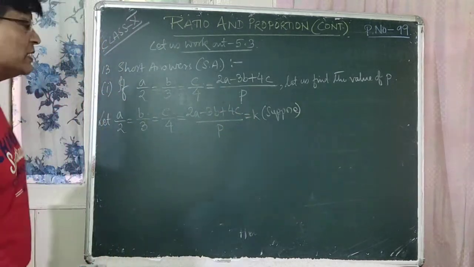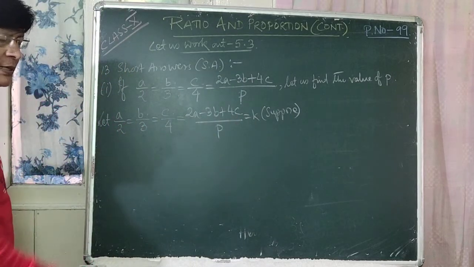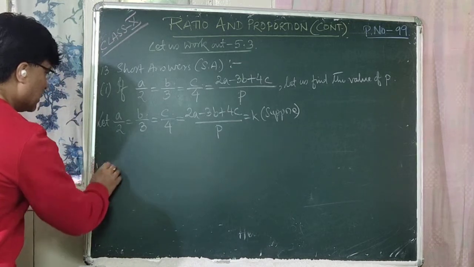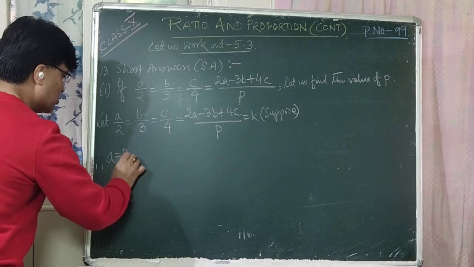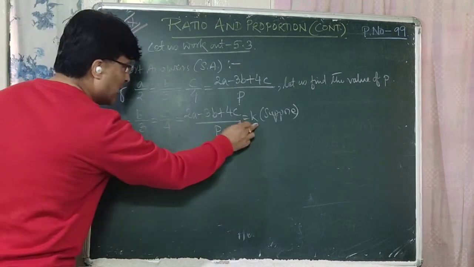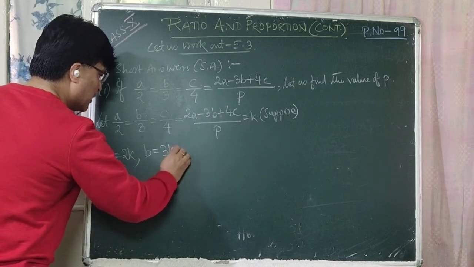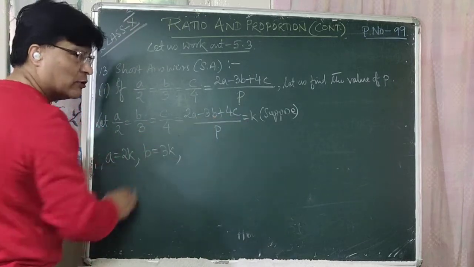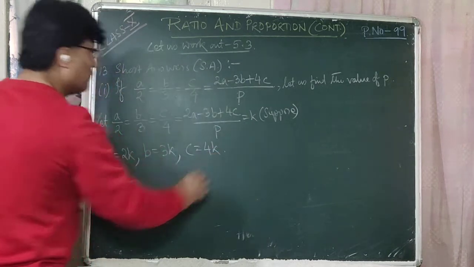So equating first and last and cross multiplying, you get the value for a. That is a by 2 is equal to k, so a is equal to k. Again equating second and last and cross multiplying, b is equal to 3k. Again third with last, that is c by 4 is equal to k. By cross multiplication, c is equal to 4k.